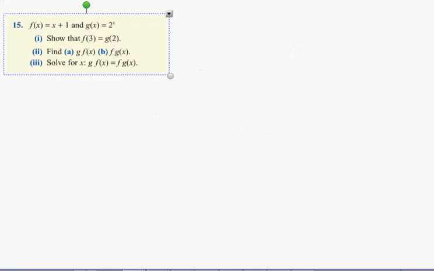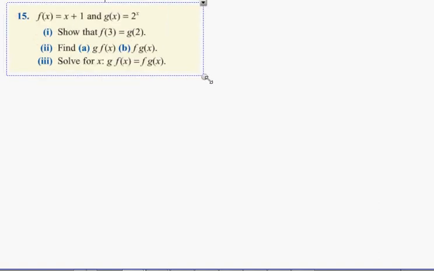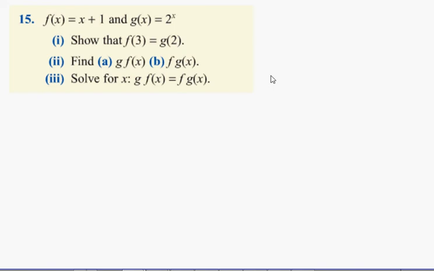Very quickly working our way up here, guys. 15. f of x equals x plus 1. g of x equals 2 to the power of x. Show that f of 3 equals g of 2. And then find g f of x and g f of 3.